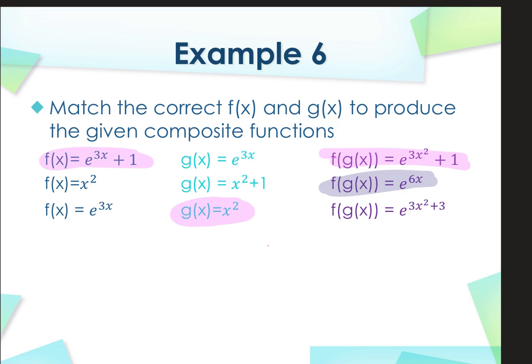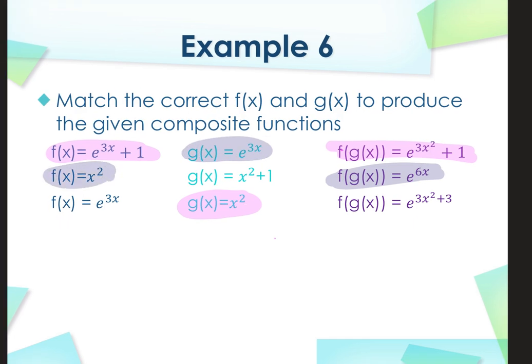E to the 3x could get plugged into x squared. If I take this and I square it, it becomes e to the 6x, because when we raise a power to a power, we multiply. All right, and then obviously last, the e to the 3x squared plus 3, if I take g of x being x squared plus 1, and I plug it into the exponent with that 3, then I get the one I'm looking for. Questions on that one?